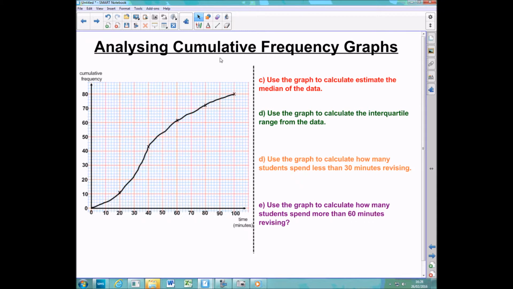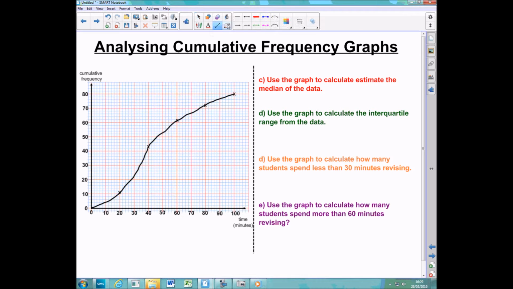The third section of a cumulative frequency question usually asks you to analyze the graph in some way. Now there's a range of questions they could ask you. So sometimes they ask you just one of these, or they could ask you a couple. The first one, and probably the most common, is when they ask you to estimate the median of the data. Now if you remember, the median is the middle number. So seeing as we've got 80 people in this data sample, or 80 people taking this survey, we know that the middle person is going to be the 40th.